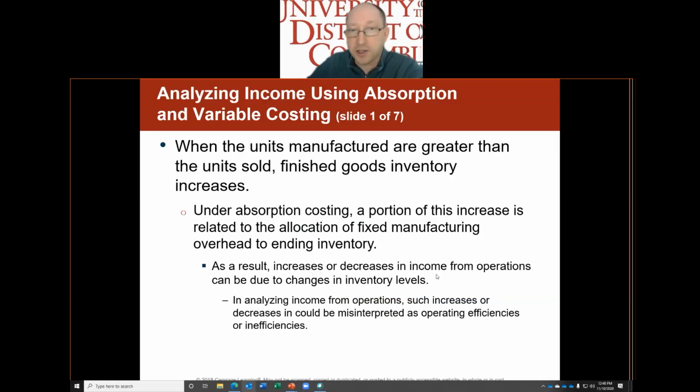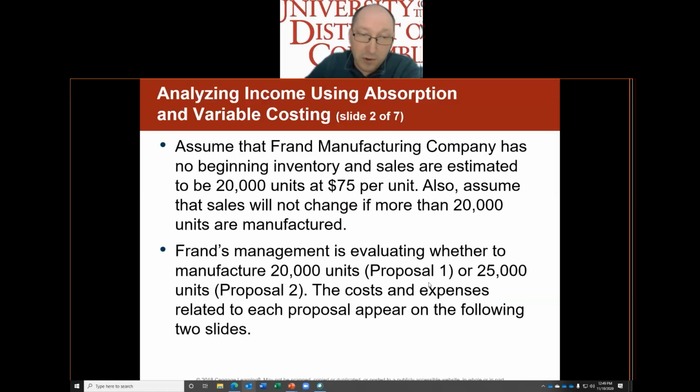So what do we do with all this information? Well, we compare it, of course. When the units manufactured are greater than the number of units sold, finished goods inventory increases, as you know. Under absorption costing, a portion of this increase is related to the allocation of fixed manufacturing overhead to the ending inventory. And of course, as a result, the inventory levels will rise.